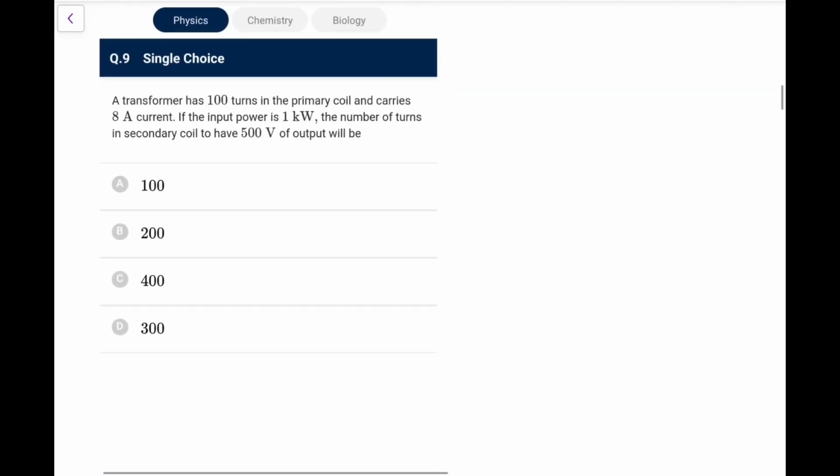Next, a transformer has 100 turns in the primary, carries 8 ampere current. If input power is 1 kilowatt, the number of turns in the secondary coil to have 500 volts of output will be... Okay. So it has 100 turns and carries 8 ampere current. If the input power is 1 kilowatt, the number of turns in secondary coil to have 500 volt of output. So we assume it to be 100% efficient. So P primary is P secondary. So that is 1000 watt.